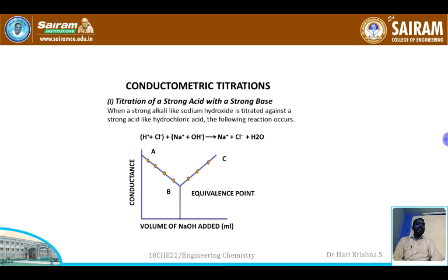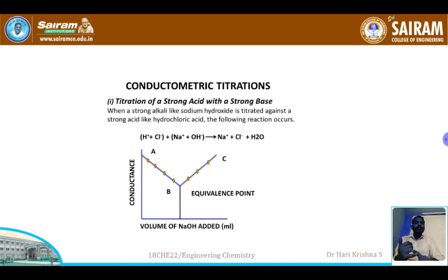We're going to take NaOH in the burette, as it is the strong base. We're going to take HCl in the beaker, dip the conductivity cell, and add NaOH in increments of 0.5 ml. When you add NaOH in increments of 0.5 ml, the conductance starts decreasing. Why? Because initially the beaker contains only HCl, that is H+ and Cl-. HCl is a strong acid. It ionizes completely to give H+ and Cl-.